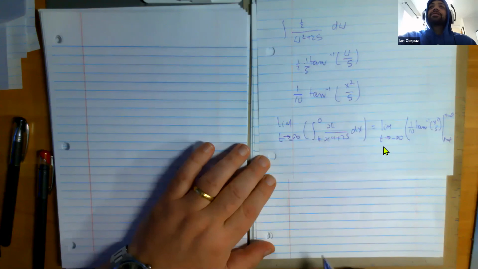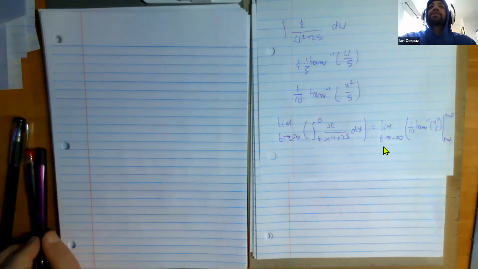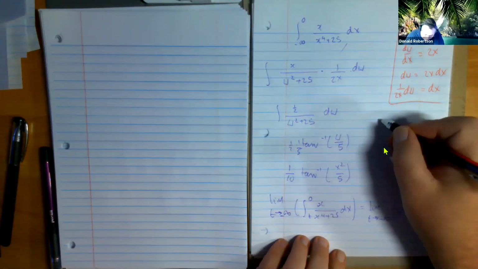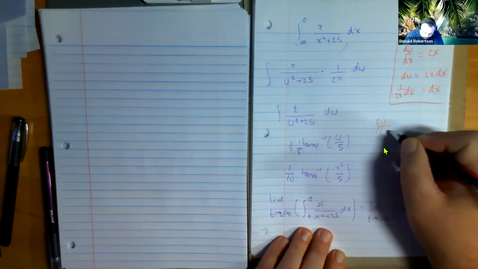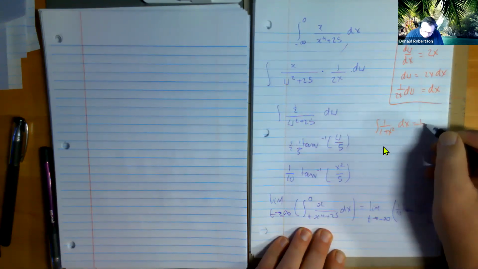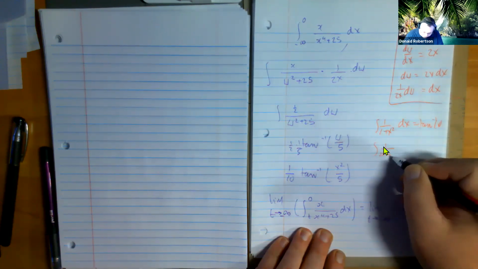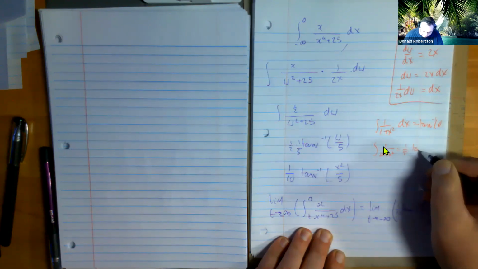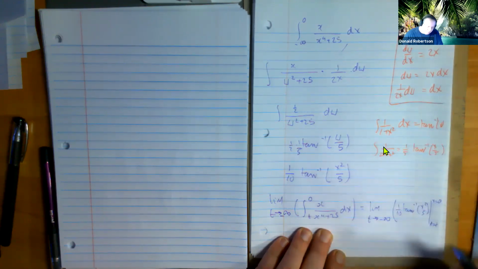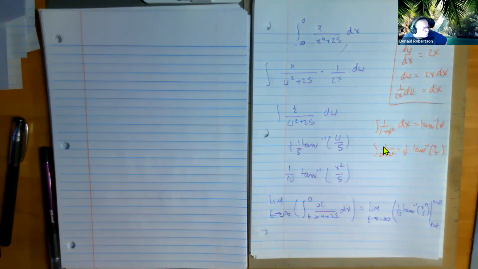I think I got lost from the tan inverse of u over 5, from that line above it to that one. Right. So what I'm using is a property that says we know what this guy is, but there's actually a whole family of these. So 4 plus x squared would get you a half inverse tan of x over 2, and 9 plus x squared would get you 1/3 inverse tan of x over 3.